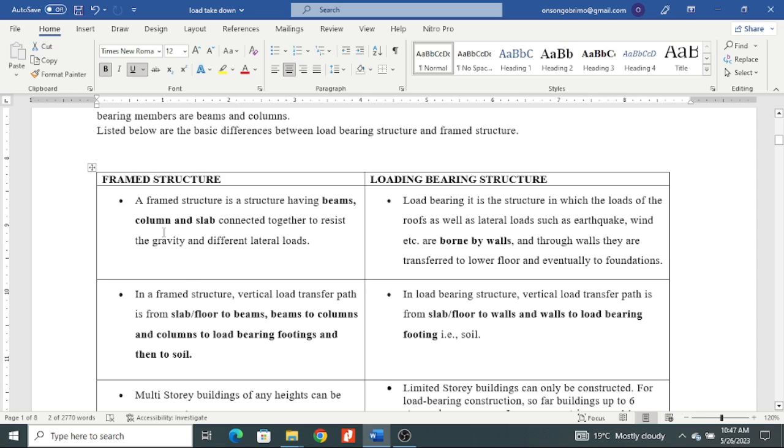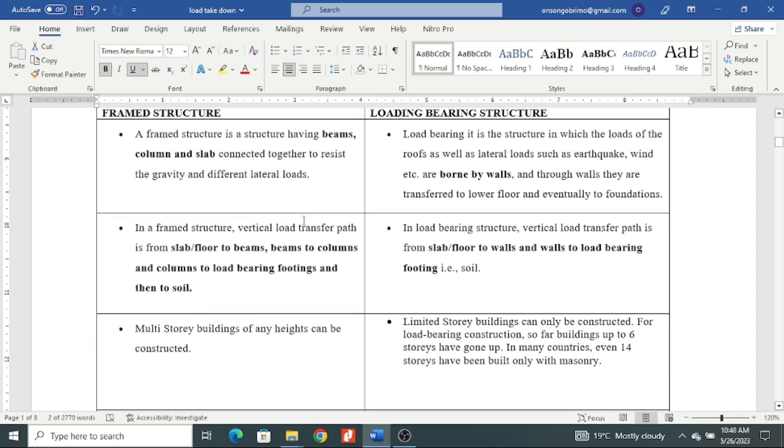And actually, in some cases, engineers combine framed structures and load bearing structures, where they build foundation systems for columns, for instance pad footings, and they also do strip footings for the walls. So sometimes engineers can design and combine these so that they can come up with an economical structure. But basically, a framed structure just has beams, columns and slabs, and a load bearing structure also has walls as load bearing systems.